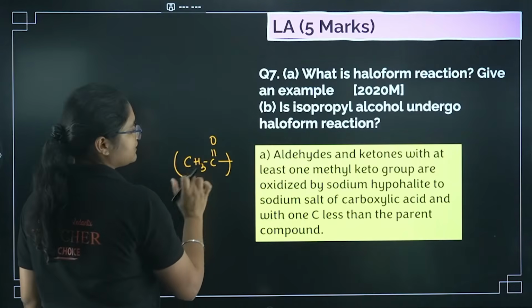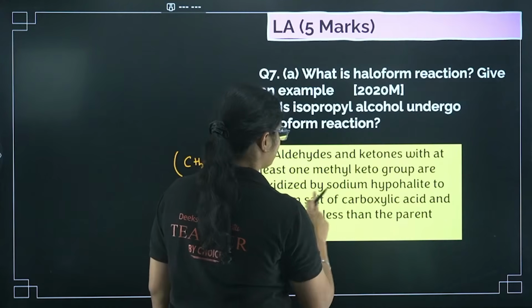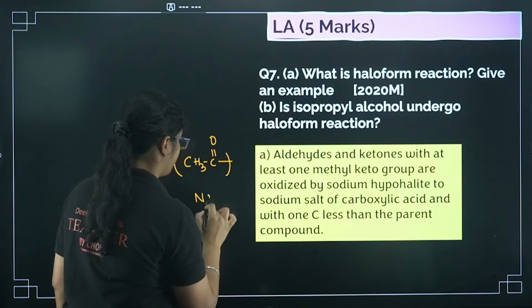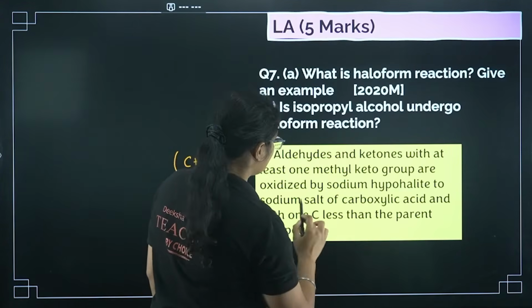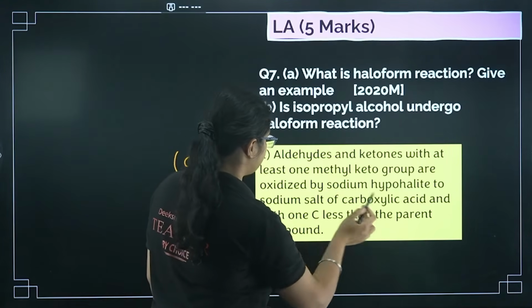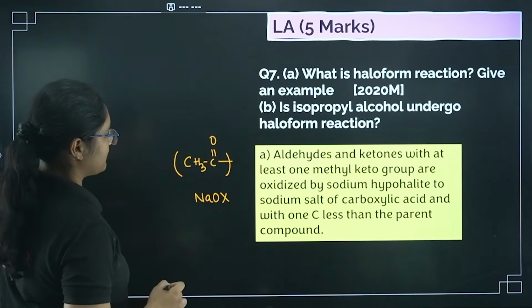Okay, this is your methyl keto group, which is oxidized by sodium hypohalite. Sodium hypohalite is what? NaOX. Okay, this is sodium hypohalite. To the sodium salt of carboxylic acid with one carbon less than the parent carbon. So I'll give you one example here.